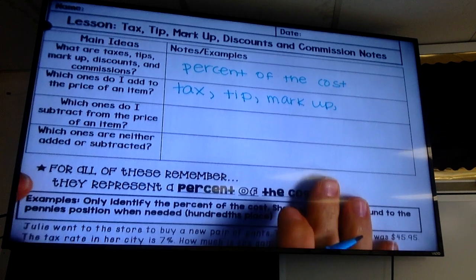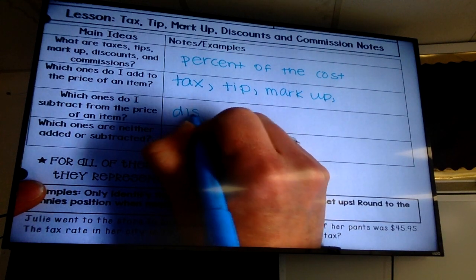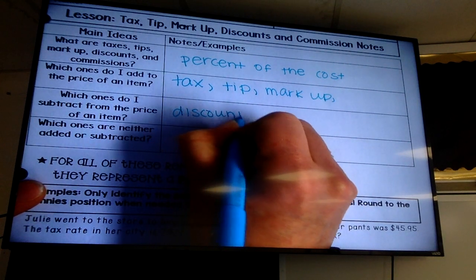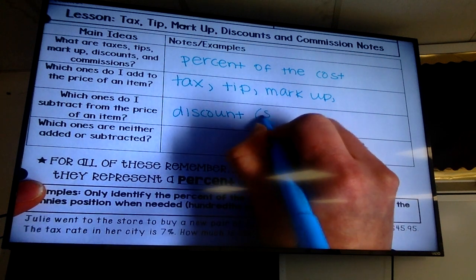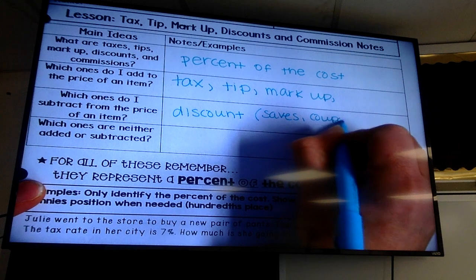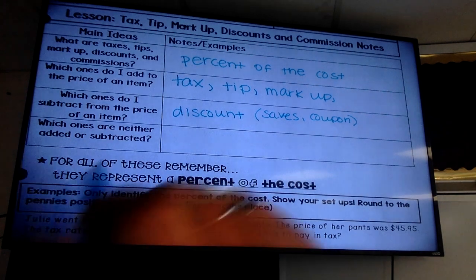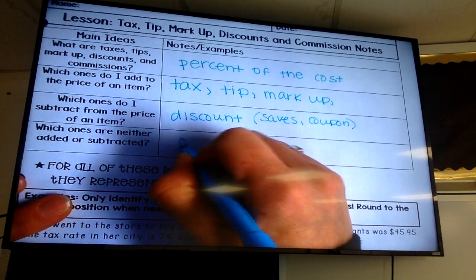Which ones do I subtract from the price of an item? That would be any sort of discount. So if it says like saves or you have a coupon, those are all different types of discounts. Or maybe you have like a customer loyalty card. Every time you go to Kohl's, you save 5% because you're a loyal customer. Okay, and which ones are neither added or subtracted? That is commission.